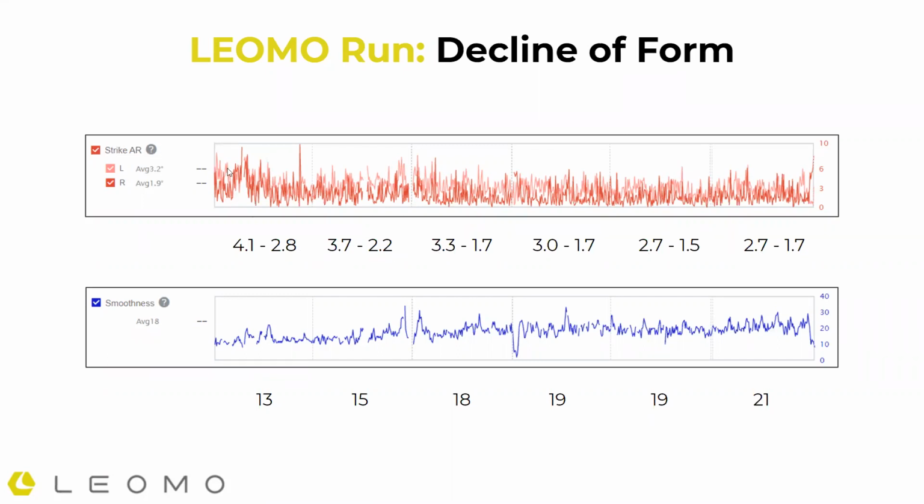And really just looking at the data, we can see this slow decline and maybe leveling out a little bit towards the end here. You know, we see starting out 4.1 on the left, 2.8 on the right, and that's all the way down to 2.7 and 1.7 by the end.